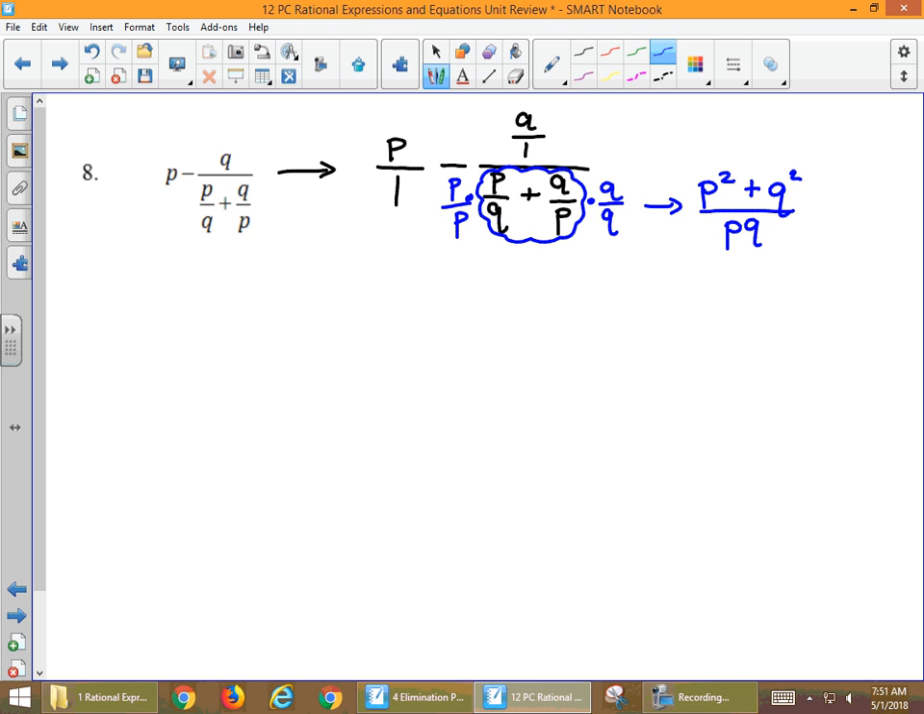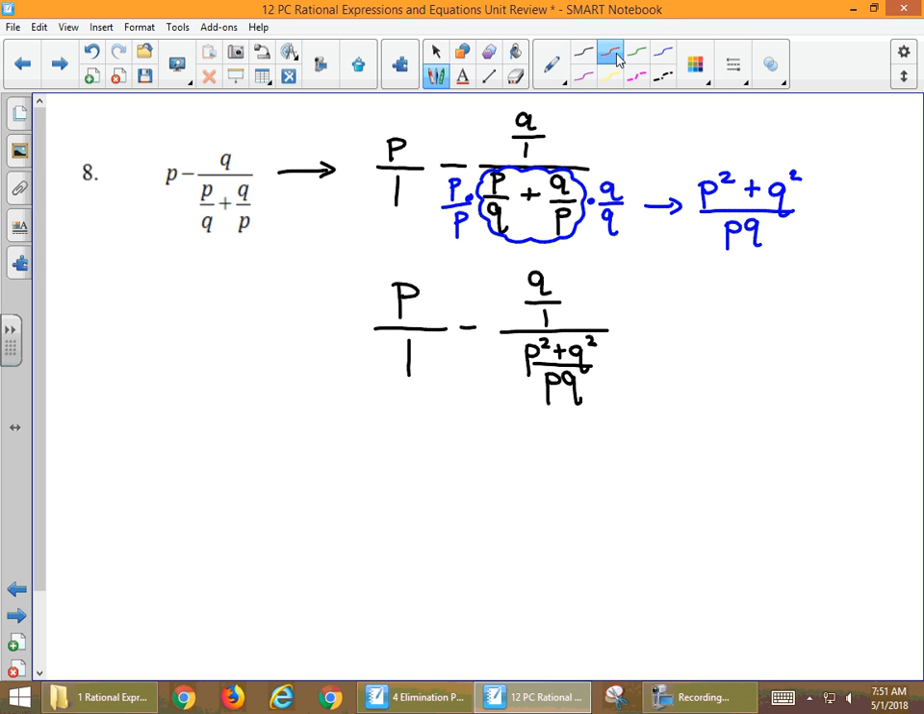Okay, so I'm going to write that now within my problem. So I have this P over 1 out front. Subtraction is the last thing. Q over 1 divided by P squared plus Q squared divided by PQ.